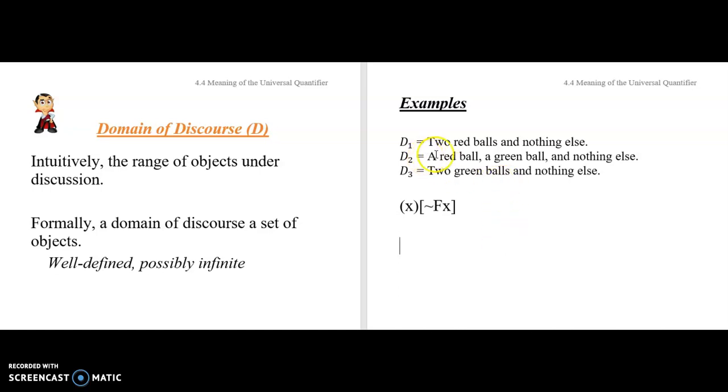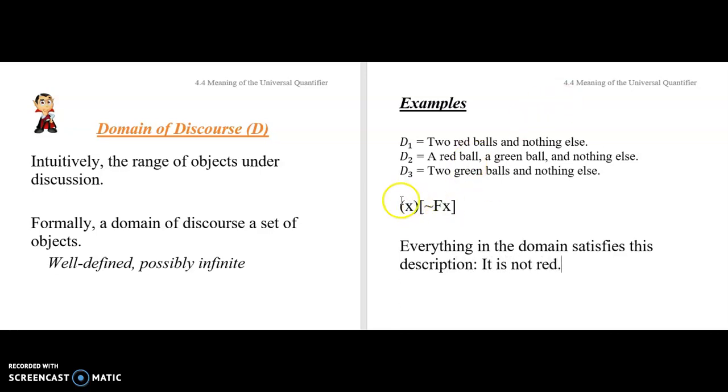Okay, I hope you've had a chance to work this through. The first thing you have to ask yourself is, what does this sentence say? It says everything in the domain satisfies this description: it is not red. Every single thing in the domain satisfies this description, that it's not the case that it's red.